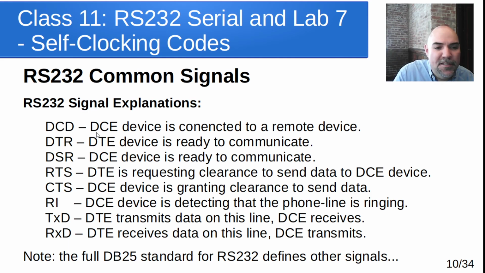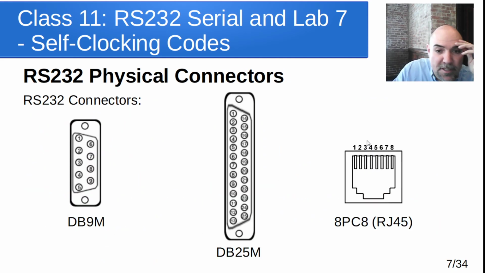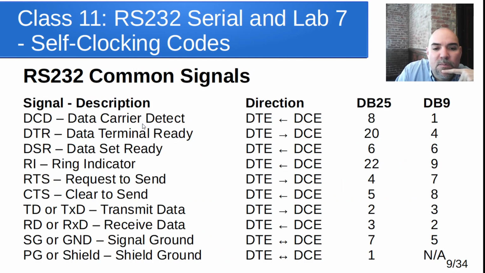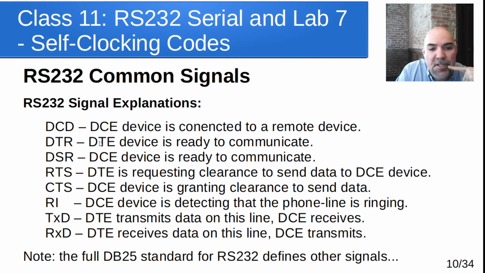That is a DCE, data communications equipment, telling the computer that it's connected to a remote device. And if you remember back to what that picture looked like back here, that's the modem saying, hey, I'm connected and talking to somebody on the other end. I'm telling you that by raising that line, asserting that line, that I'm talking to that machine on the other end.